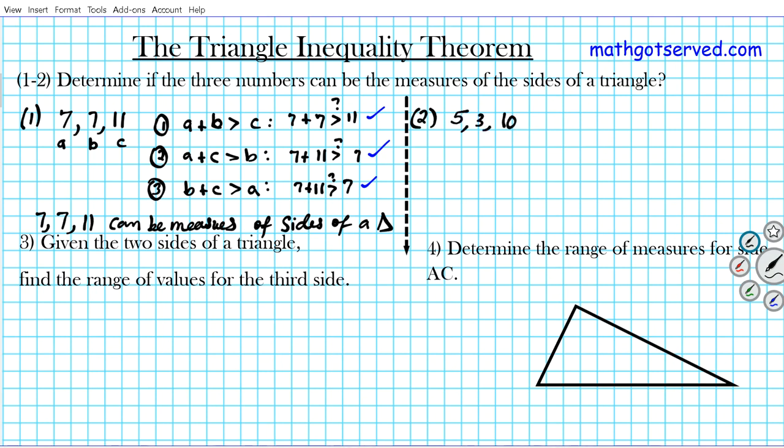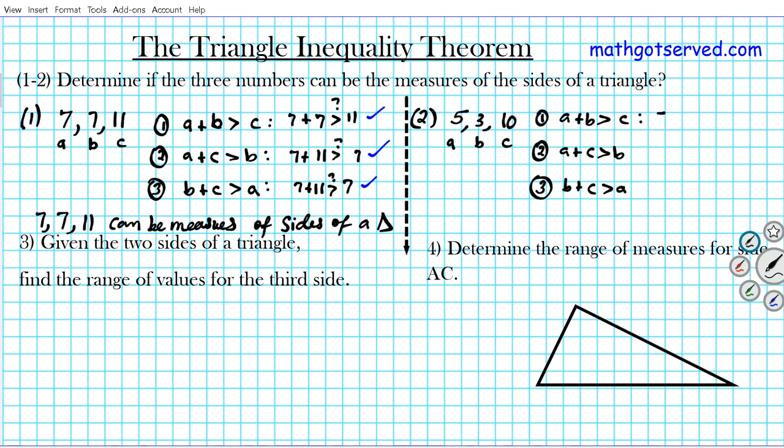Okay, so we're going to carry out the test again to see if it passes the 3 tests for the triangle inequality. Let's call the side measures A, B, C. So the tests are A plus B has to be bigger than C. A plus C has to be bigger than B. And do you know what the last one is? B plus C has to be bigger than A. Okay? All right, so let's start with the first test.